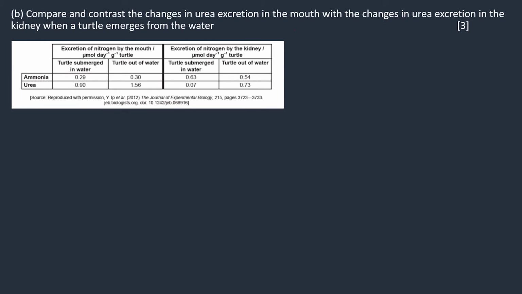Now for B, they ask you to compare and contrast. And so we already know immediately that we're looking for at least one similarity and one difference. They're looking for that difference for the change in urea excretion in the mouth versus the change in urea excretion in the kidney when the turtle emerges from water. And so we're looking at the bottom column there. Now the similarity is that in both cases, be it by the mouth or the kidney, we are seeing an increase.